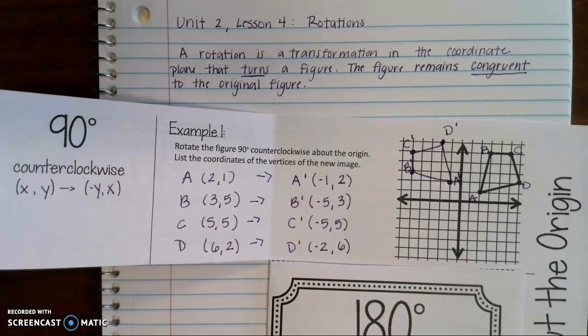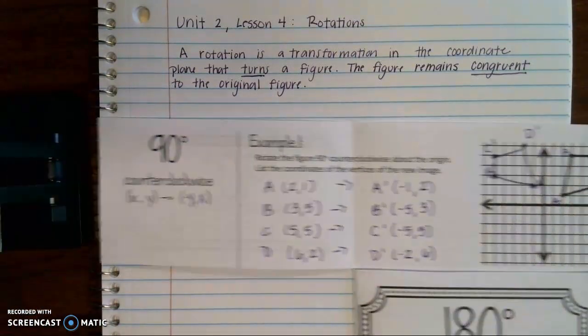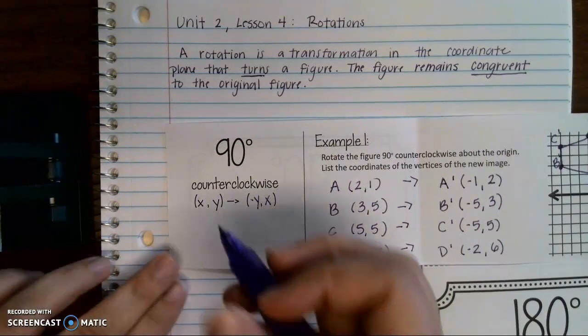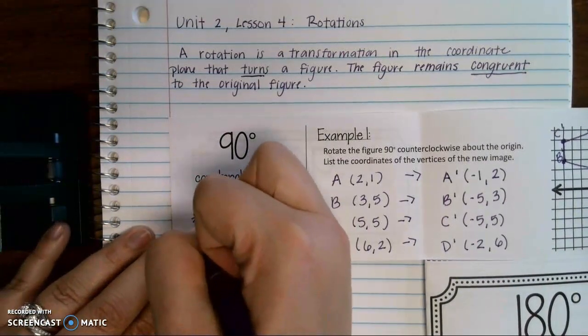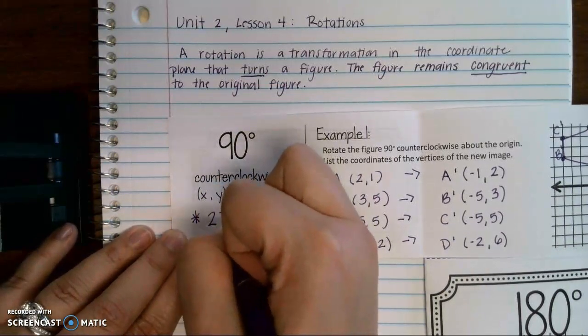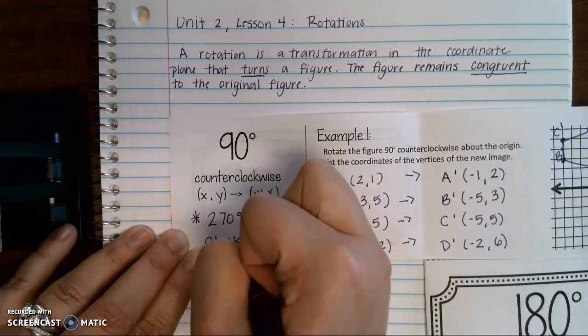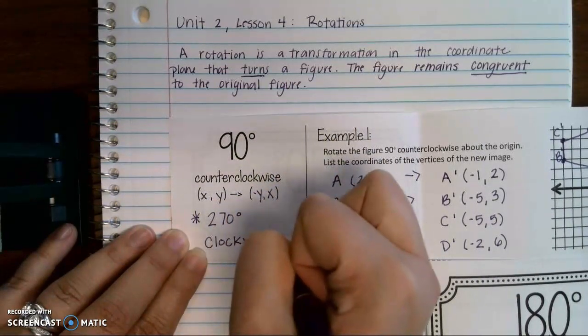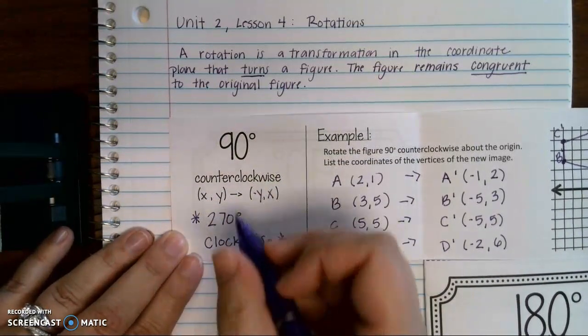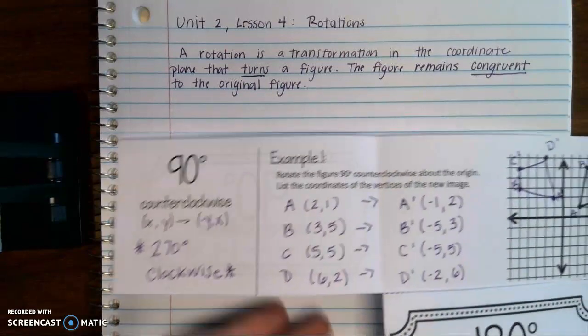So that was 90 degrees counterclockwise. I'm going to make a little note down here at the bottom, or over to the side. 90 degrees counterclockwise is the same thing as 270 degrees clockwise. Those two rules will be the same when you're going clockwise versus counterclockwise. So I just like to make that note and put a little star next to it so I don't forget.